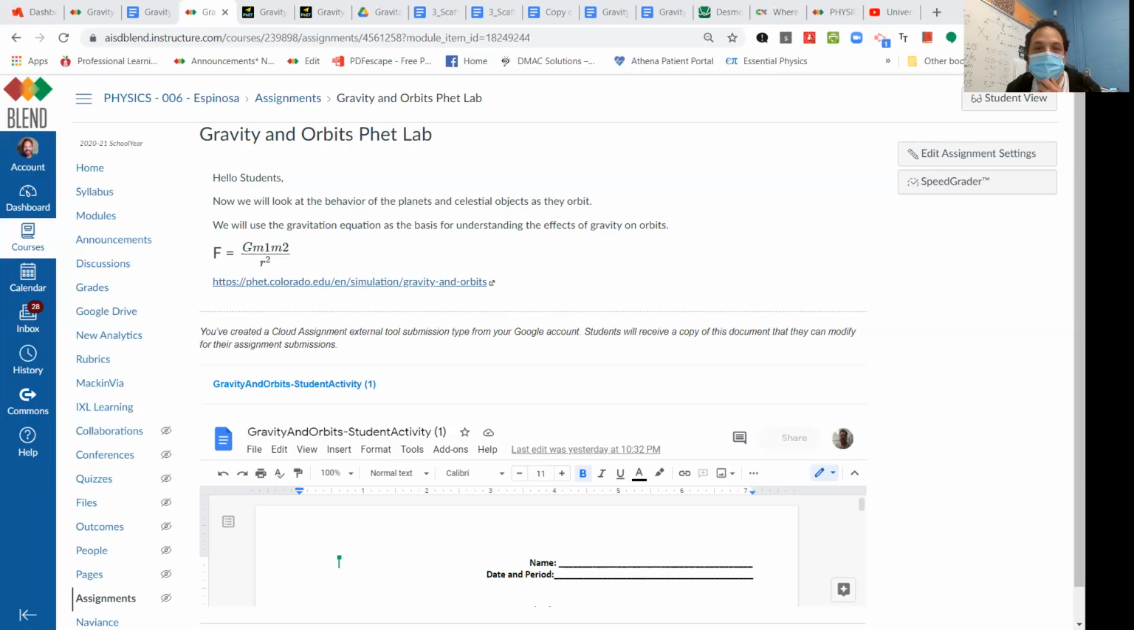Hello again. We're going to go through the Gravity and Orbits PhET simulation. So let's look at that. I'm just going to go through it. It's not calculation heavy. It is observing how gravity affects the motion of planets and satellites.